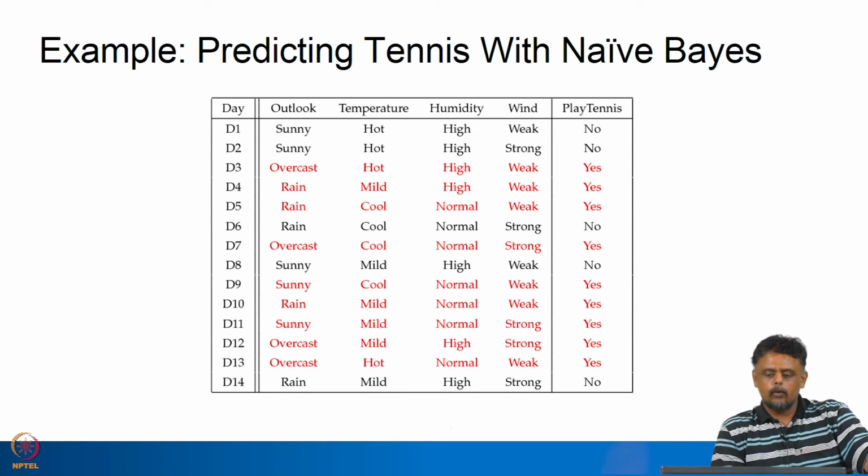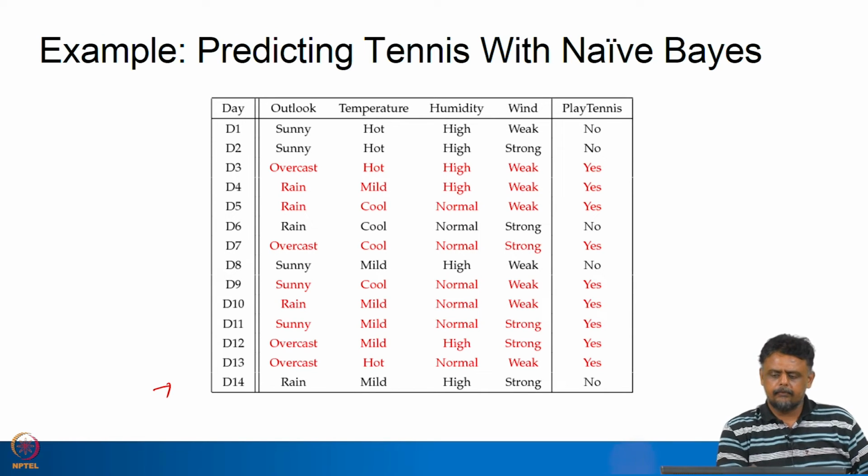Let us see how we can look at this. We did this with the binary decision tree algorithm, so let us look at predicting tennis with naive Bayes. Remember, for a bunch of days we have the following features: outlook, temperature, humidity and wind, and based on these we decide whether to play tennis or not. So it is a 0-1 problem. Let us see how we can use naive Bayes to deal with this.